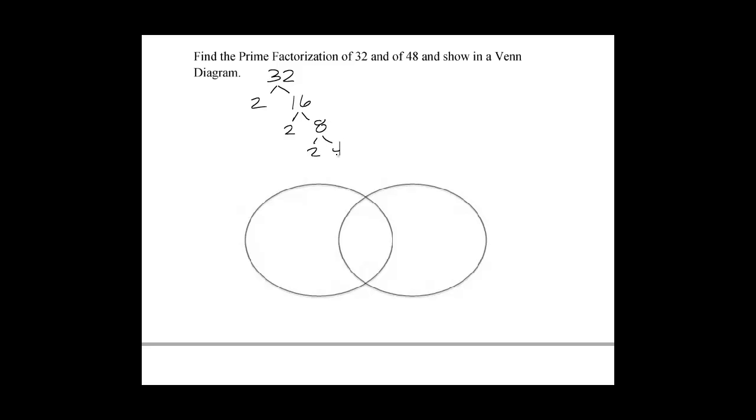We divide by 2 and we get 4. And we divide by 2 and we divide by 2. All right, that's the prime factorization of 32. Let's look at the prime factorization of 48.